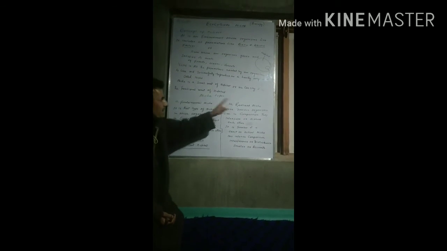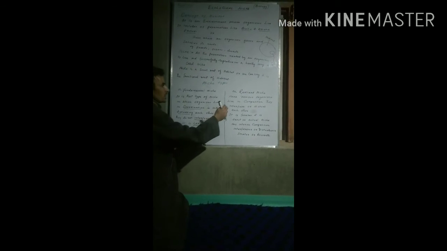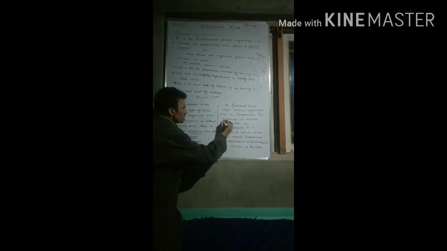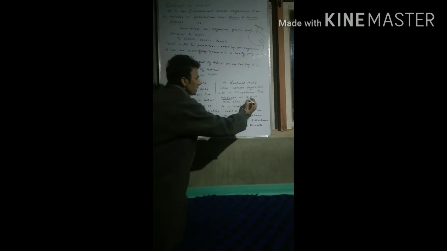When we talk of realized niche, it is a niche in which various organisms live in competition and they interfere with or disturb each other. When many species live in a particular area, and there is interference, disturbance or competition between them for food sources, climatic conditions, mating, or other factors, that niche is called a realized niche.